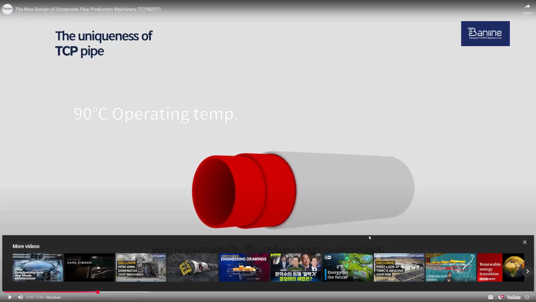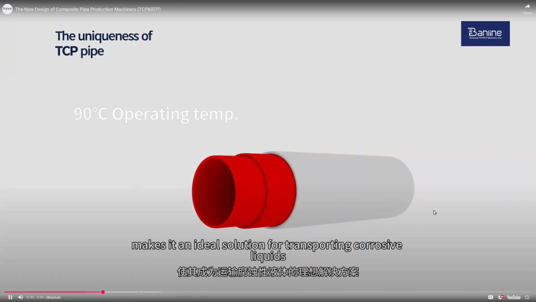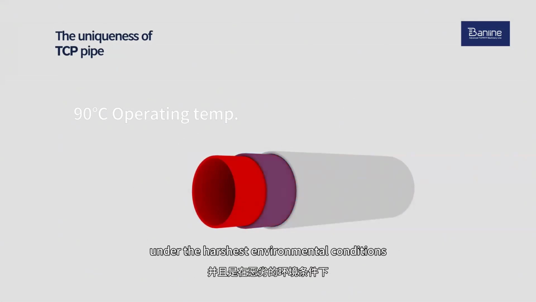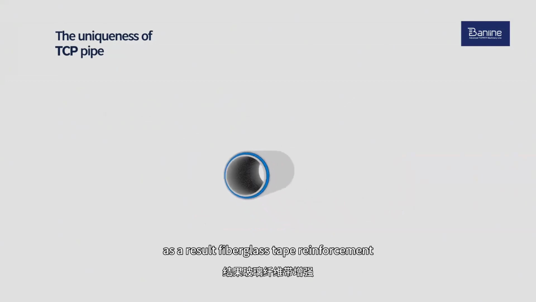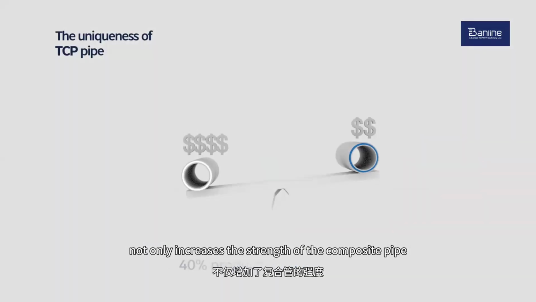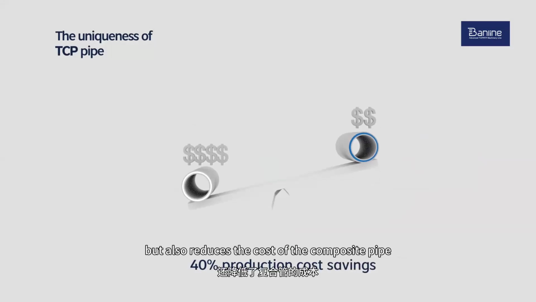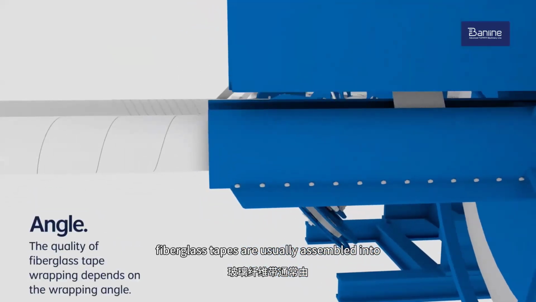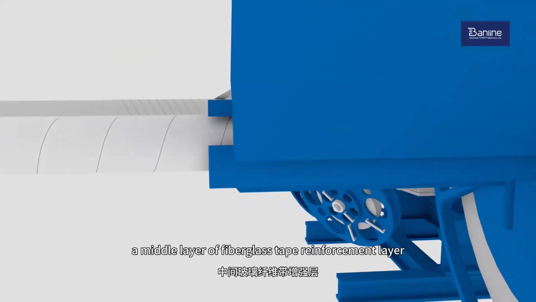This is mainly for onshore. Onshore, we are using glass fiber, not carbon fiber. That makes it an ideal solution. As a result, fiberglass not only, also fiberglass plates are usually assembled as the middle layer.